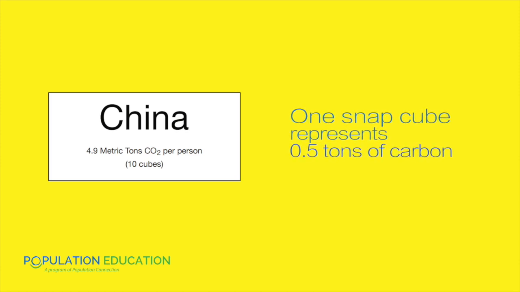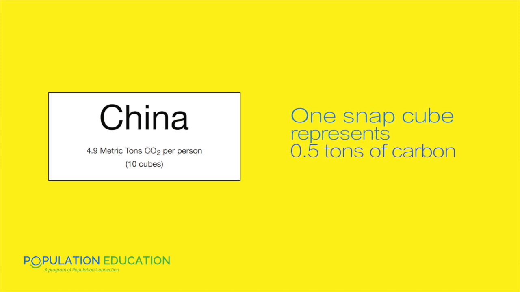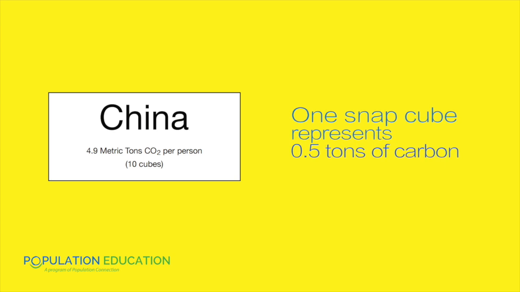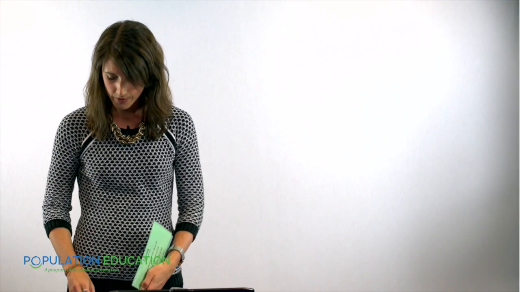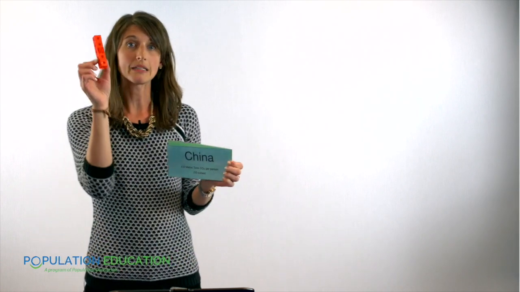So at this point, using the information on the front of their cards, students will build what we call carbon towers to represent their country's per capita annual carbon output. So the towers would look something like this.